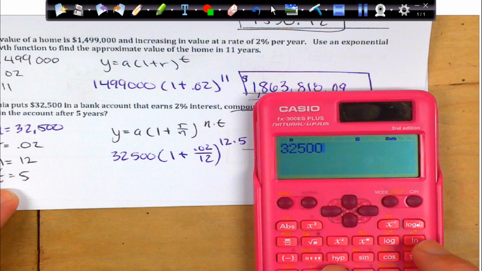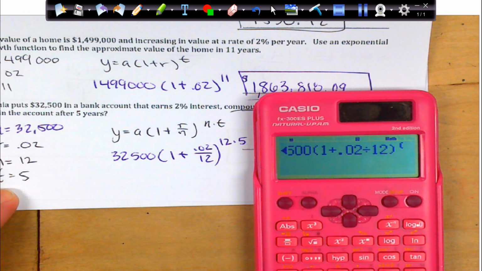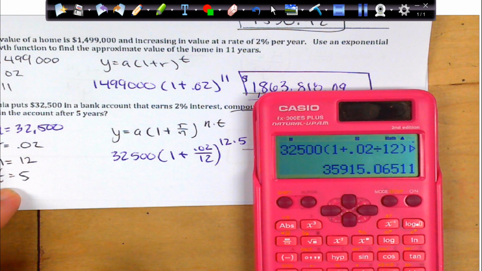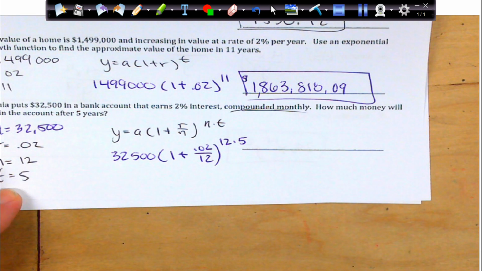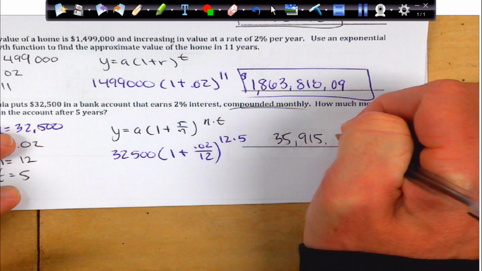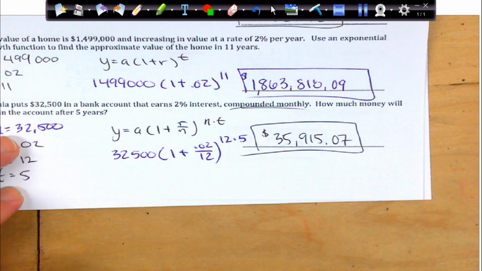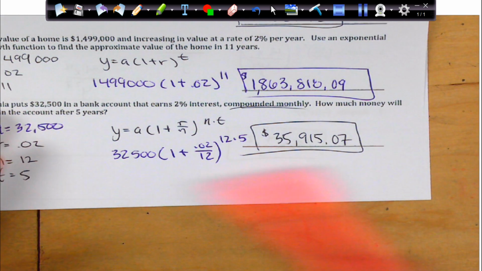32500, parenthesis 1 plus 0.02 divided by 12, parentheses closed, raised up to, and I'm going to put in parentheses 12 times 5, so it doesn't actually do anything funky. It should be more money. It is. It's going up from 32,000 to about 35,000. So our final answer, 35,915 dollars and 7 cents. Okay, moving on. This took a little while.